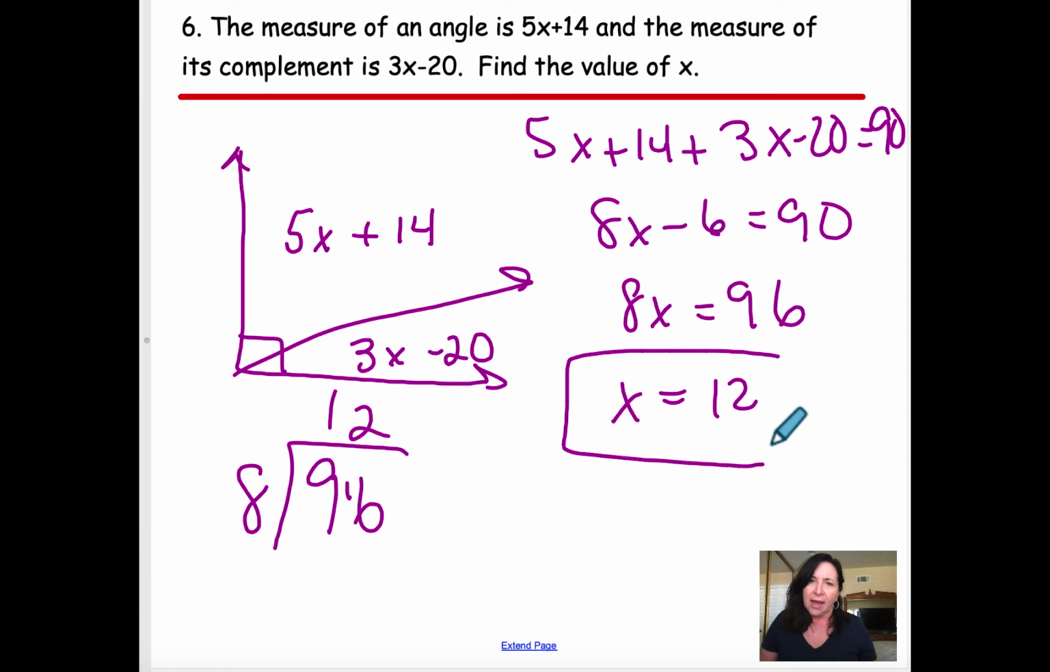Now, if that's all they ask me, x is not my angle. They just asked me to find x. However, I will be asking you to find an angle, and that means you need to take x, which is 12, and plug it back into the equation in order to find the actual angles, right?